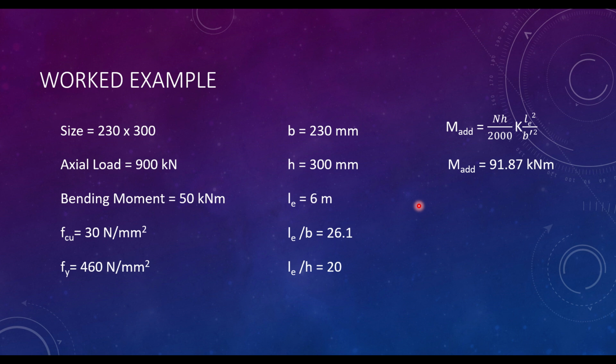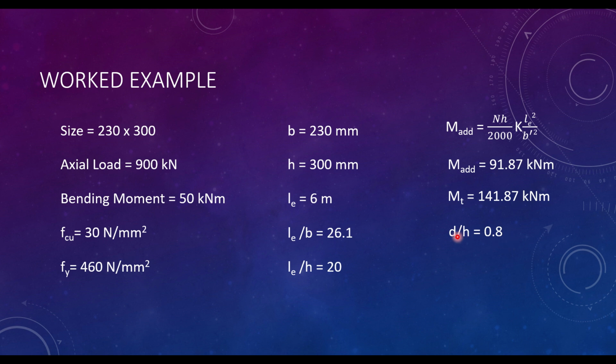Since we calculated our M add, the next thing is to calculate the M total. M total is just the addition of the initial bending moment on the column based on the analysis, 50, plus 91.87. So we are going to arrive at this. Once we get this, how do we design the column normally? To design the column, you need to establish D over H, especially if you are using the British standard. D over H in this case is 0.8.